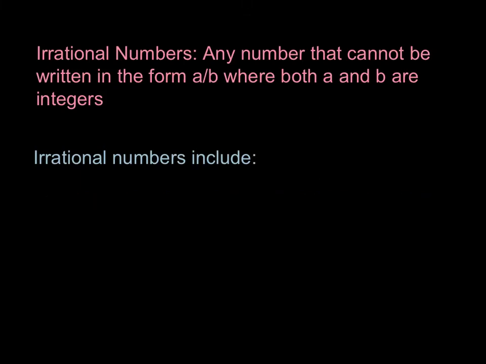Another number that is irrational is pi. Pi, even though we might talk about it as 3.145, it actually is a number that goes on and on and on forever. So pi is a very famous irrational number.